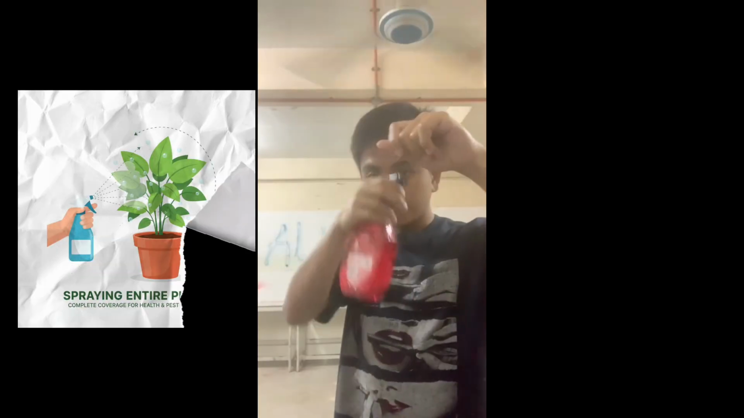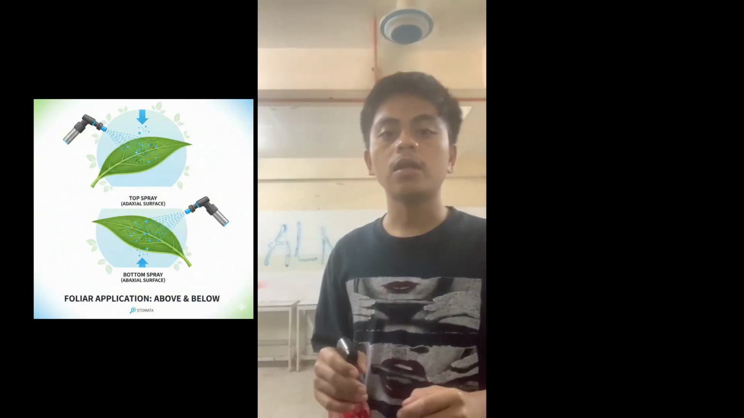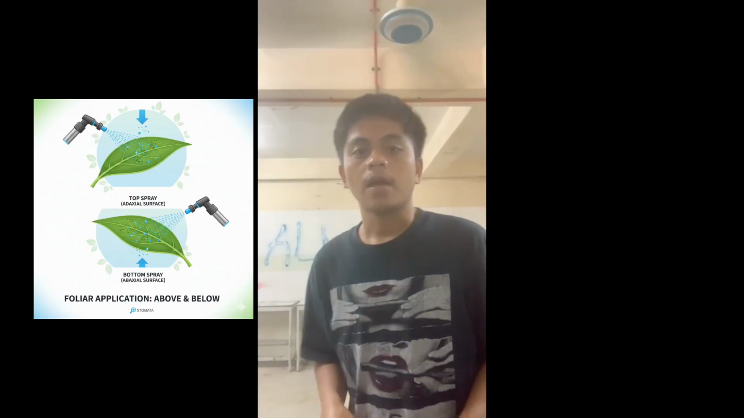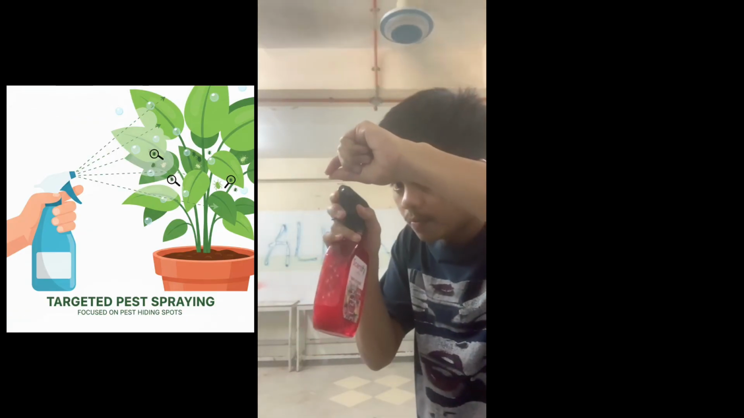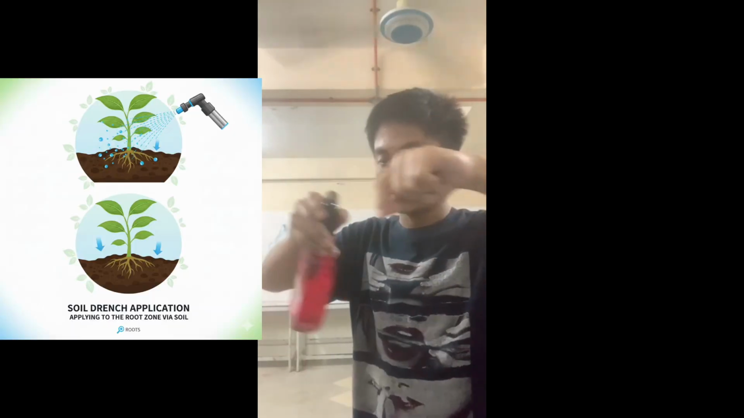Spray the entire plant. Start from the top leaves, then the underside of the leaves, where many pests hide. Finally, spray the stems and surrounding soil surface.